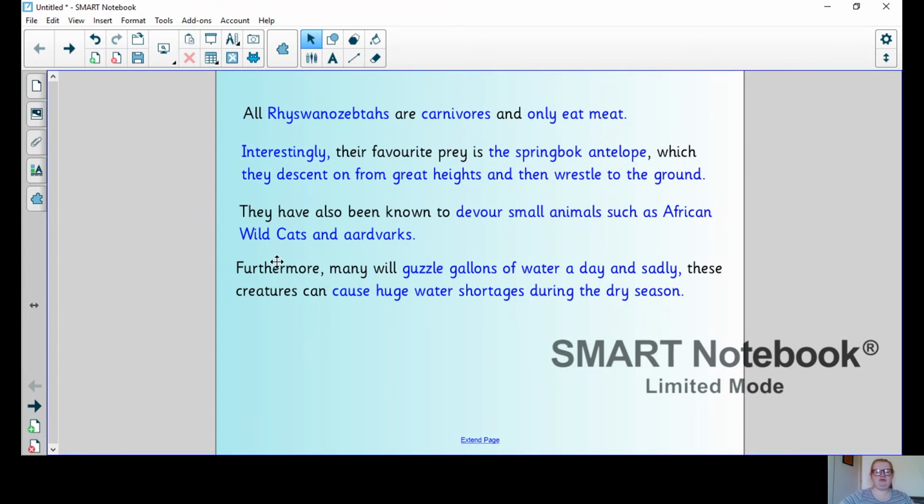And then finally, furthermore, many will guzzle gallons of water a day, and sadly, these creatures can cause huge water shortages during the dry season. So you may want to tell me about what they drink. You could again tell me more that they eat, where they find their food. But I love that sentence opener, furthermore. So this piece of writing is really testing our use of sentence openers. So that's a nice, easy paragraph to write.